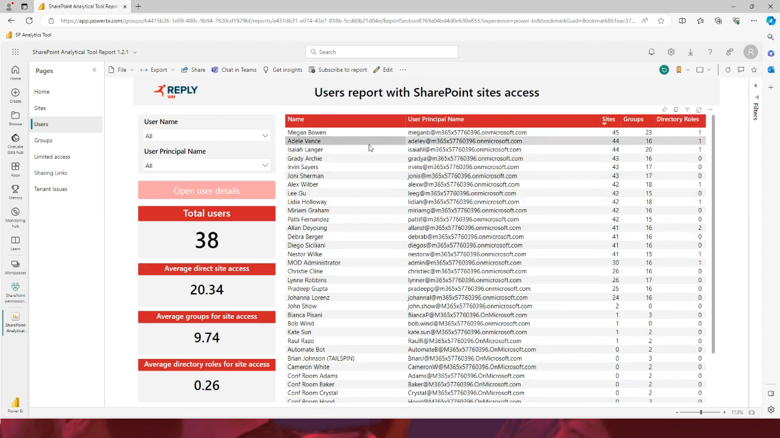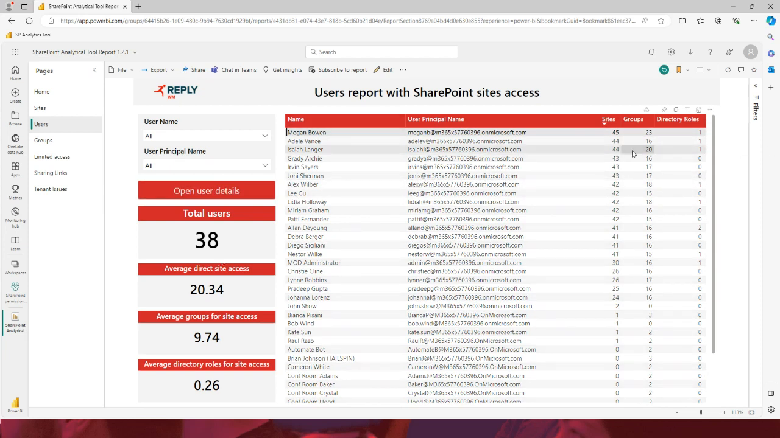Now, with the tool which we've got here, quite a nice thing we can do is quite literally list out all the different users in our organization and get a view of effectively how many sites they have access to, how many groups they're in, how many directory roles they've got, so any administrator roles, and then we can start to dig down even further on that.